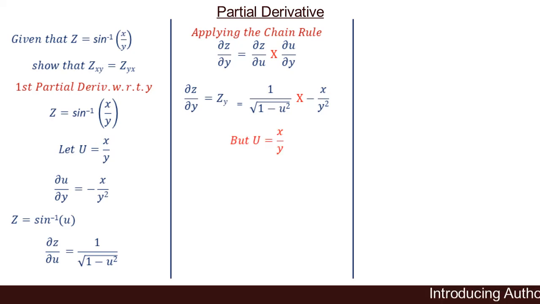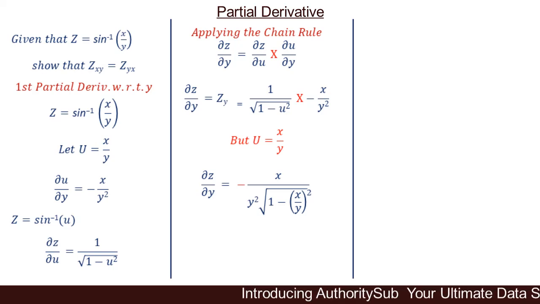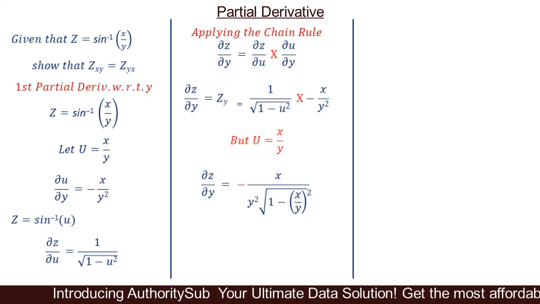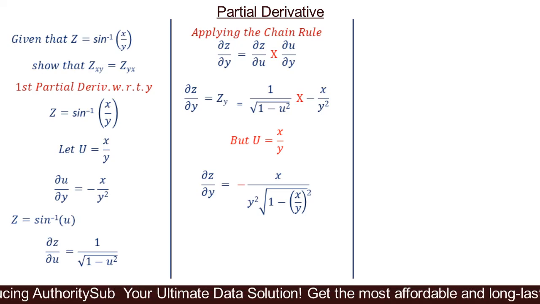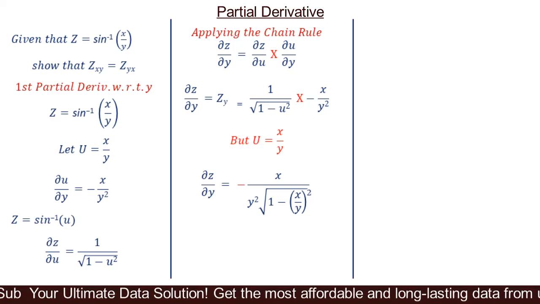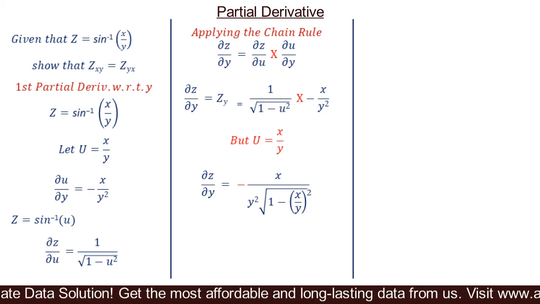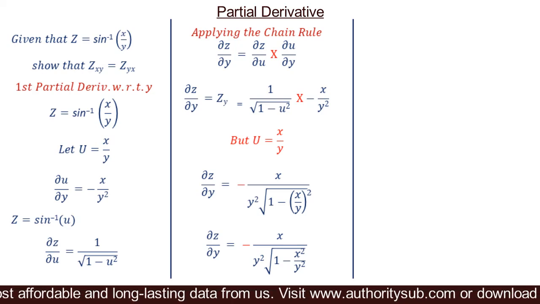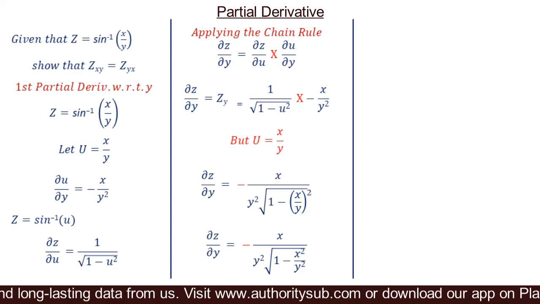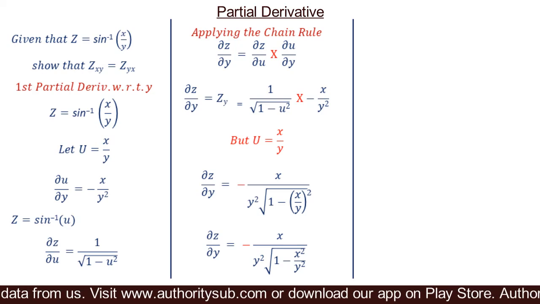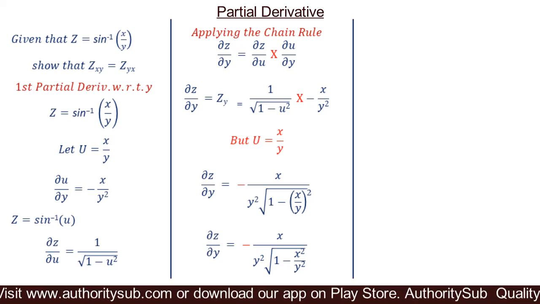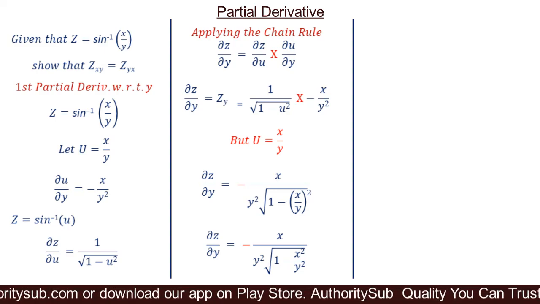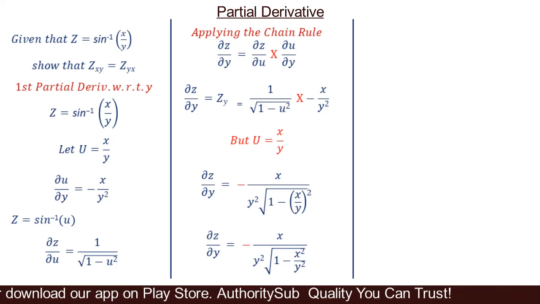Now, pay attention. You know that u is equal to x all over y, right? Let's substitute. We are going to have that the partial z all over partial y is equal to minus x all over y squared square root of 1 minus x all over y, that is in place of u, all squared. Let's use the square to open the bracket. So the partial z all over partial y is equal to minus x all over y squared, open bracket, square root of 1 minus x squared all over y squared. So this is the first partial derivative of z with respect to y.